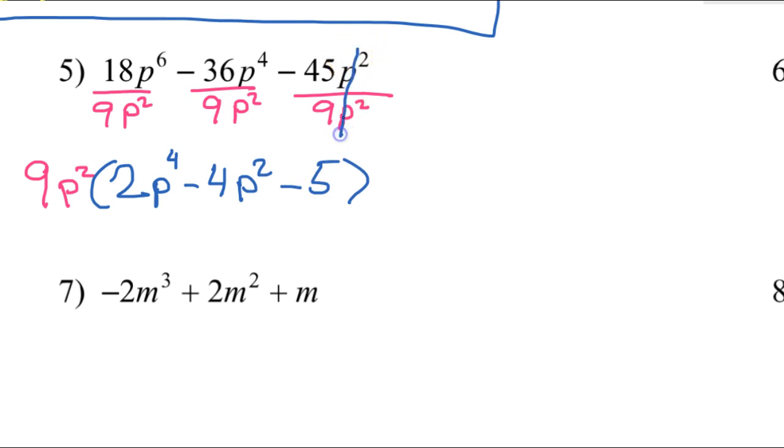And p squared cancels out. Now, is there any number that divides evenly into 2, 4, and 5? No. 2 and 5 are prime numbers. So this is the end of the road.